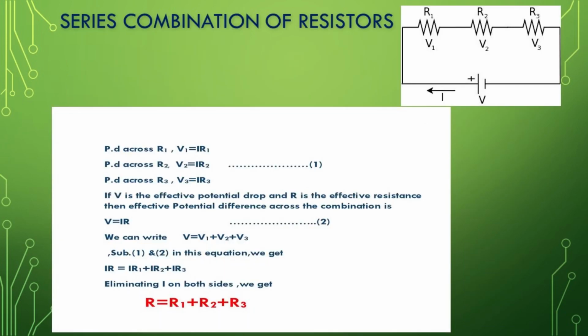Combination of resistors. First one is series combination. Consider three resistors R1, R2 and R3 connected in series. A potential difference of V volt is applied across it. Here the same current I flows through the three resistors.